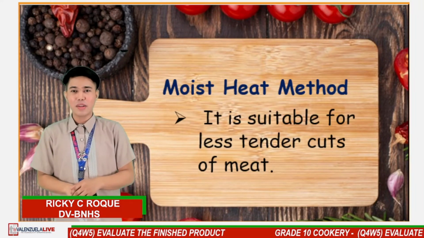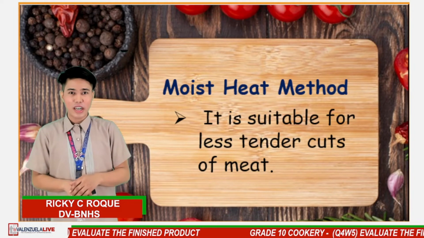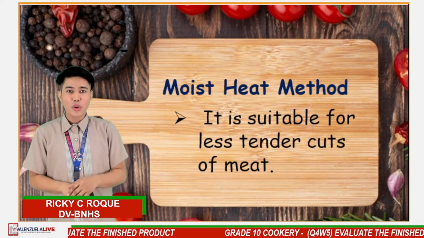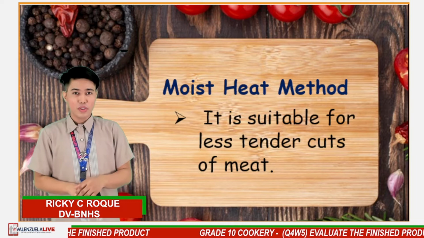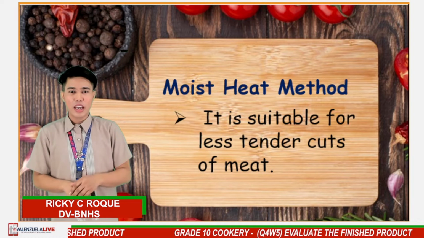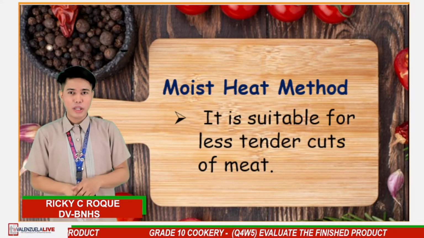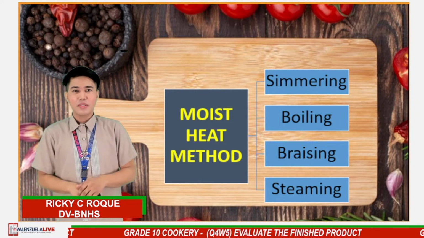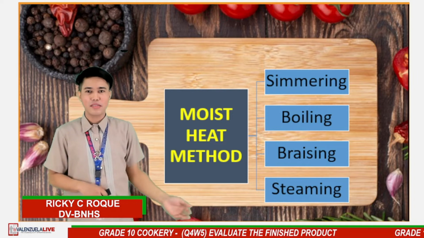Next method is the moist heat method. This method of cooking is suitable for less tender cuts of meat. Moist heat cooking helps to reduce surface drying in those cuts requiring prolonged cooking times, unless a pressure cooker is used. The cooking temperature is usually low, but heat penetration is faster than in dry heat methods because steam and water conduct heat rapidly. So we have here simmering, boiling, braising, and steaming.